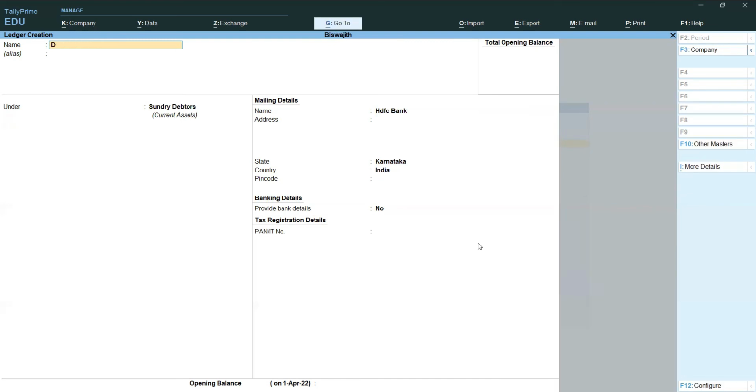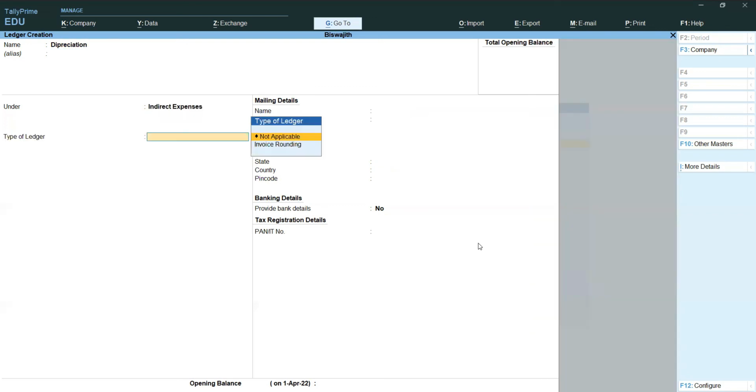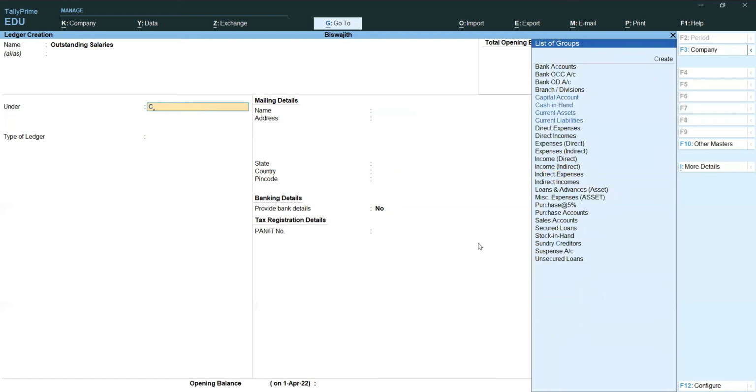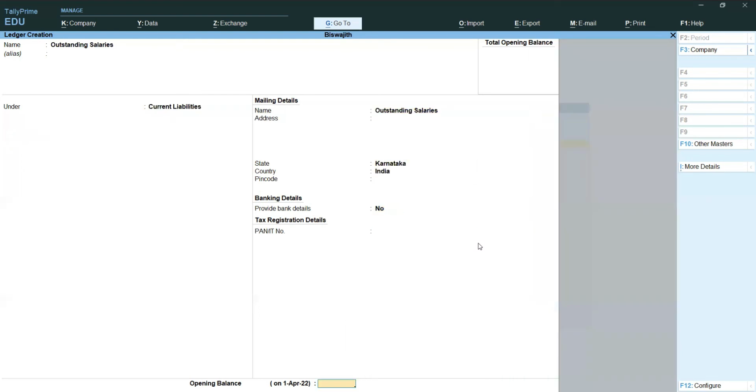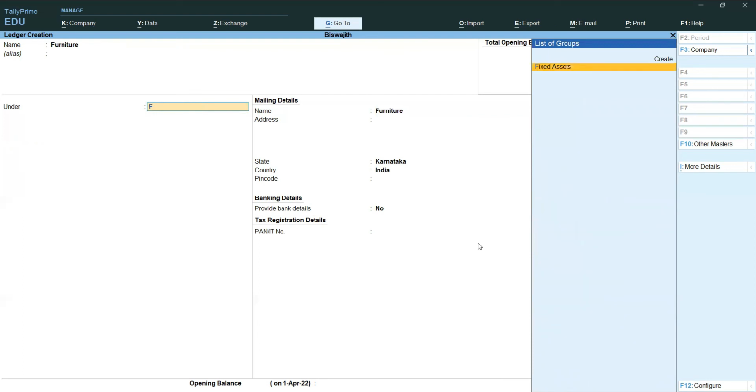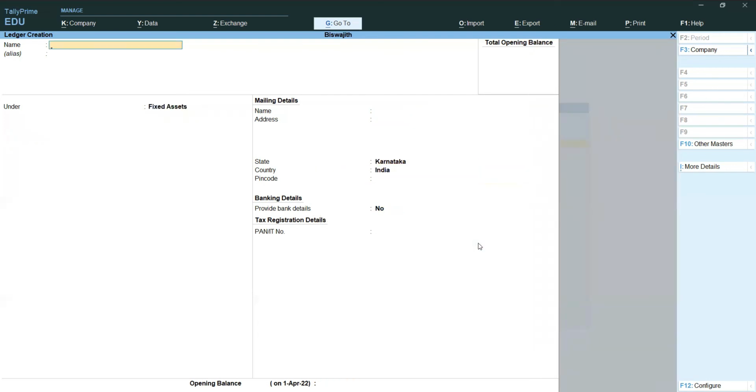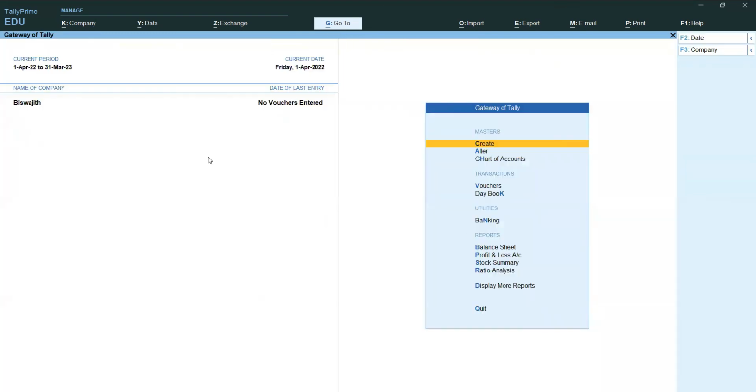Okay, depreciation. I have a depreciation. It comes under indirect expenses. Suppose I have an outstanding salary. Outstanding salaries come under current liabilities. Furniture, purchased furniture. Furniture is a fixed asset, no? It comes under fixed asset. So you understood now how to create a ledger.